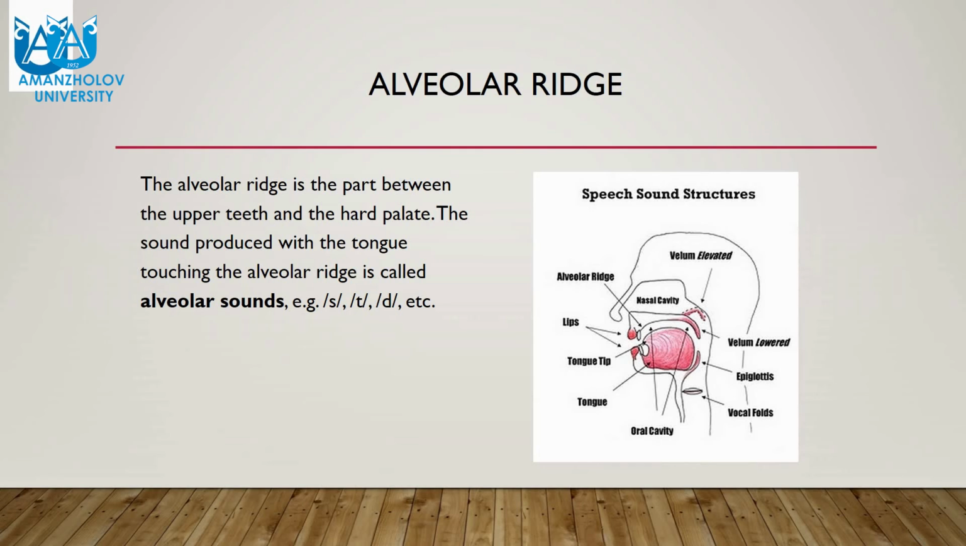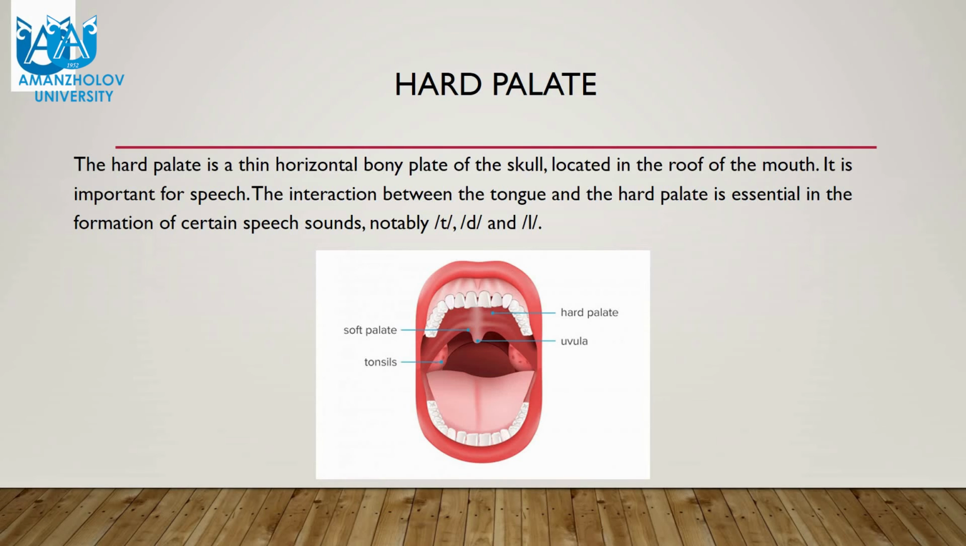Alveolar ridge. The alveolar ridge is the part between the upper teeth and the hard palate. The sounds produced with the tongue touching the alveolar ridge are called alveolar sounds. For example, s, t, d. Hard palate. The hard palate is a thin, horizontal, bony plate of the skull located in the roof of the mouth. It's important for speech. The interaction between the tongue and the hard palate is essential in the formation of certain speech sounds, notably t, d, l.